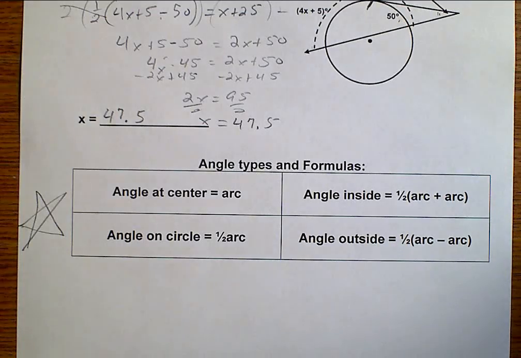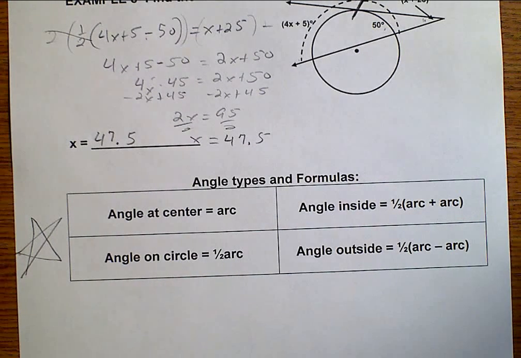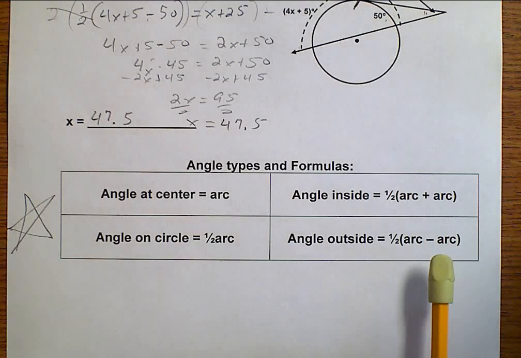If the arc is in the center, then the angle equals the arc. If the angle is on the circle, then it is 1/2 of the arc. If the angle is inside, it's 1/2 the sum of the arcs. If the angle is on the outside, it's 1/2 the difference of the arcs.